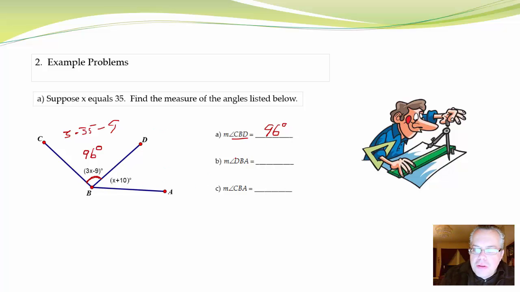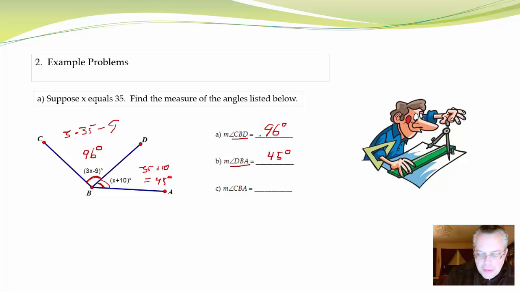Okay, it says find the measure of angle DBA. DBA is this other angle here. So remember, trace it out with your finger. DBA. Often angles are named with 3 letters or describing 3 points. All right, sometimes we can get away with 1 letter, but here we need 3. DBA. All right, it's x plus 10. Okay, so all I have to do is put in 35. 35 plus 10 is 45 degrees. Okay, so our second answer is 45 degrees.